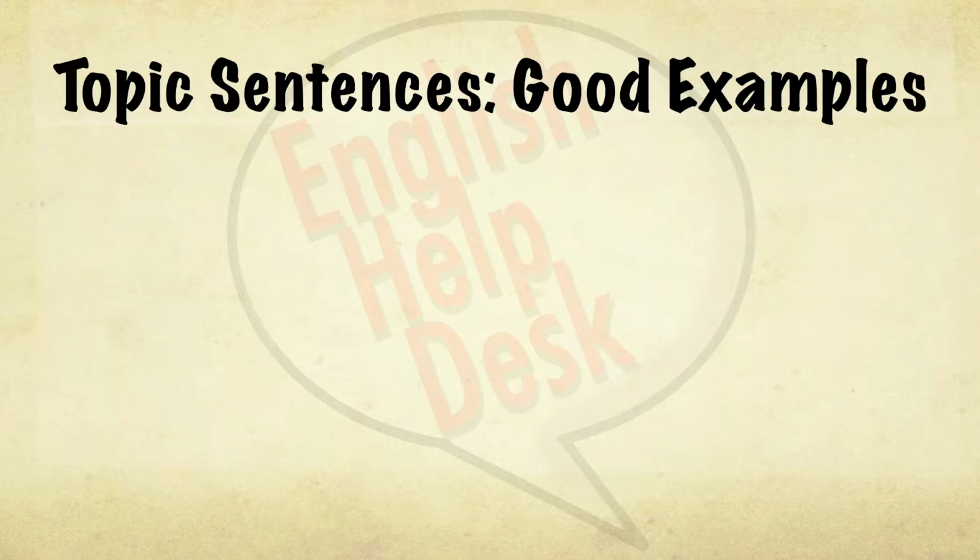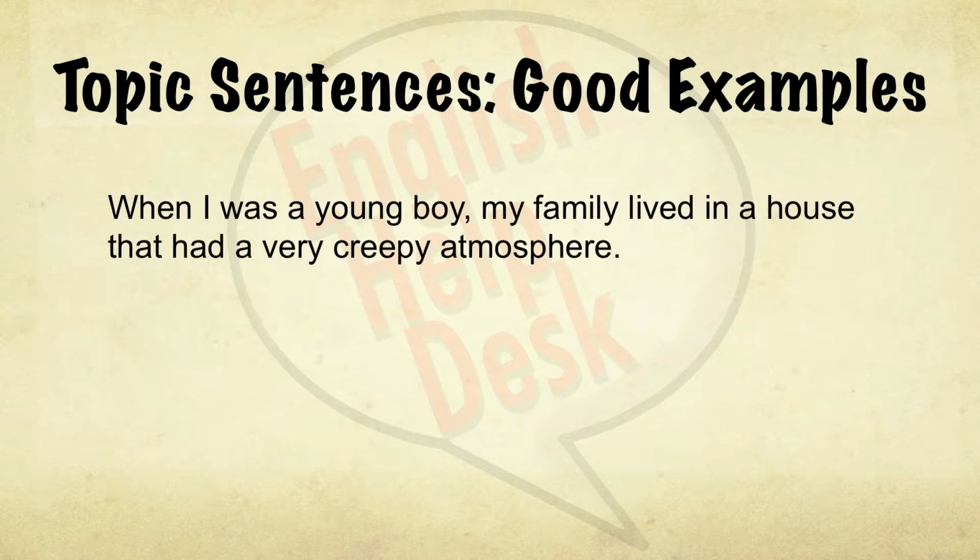I'm going to show you some examples of good topic sentences, and I want you to decide what is the topic, what is the controlling idea in each sentence. When I was a young boy, my family lived in a house that had a very creepy atmosphere. Here the topic is the house, the family house. This is what the writer's going to write about, but what he will say about the house is that it had a very creepy atmosphere.